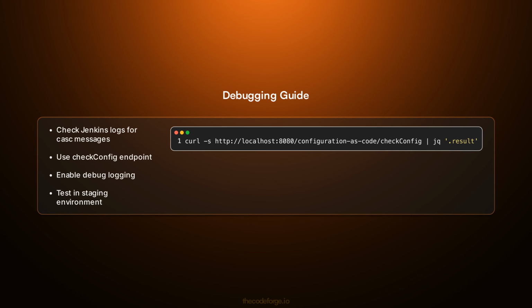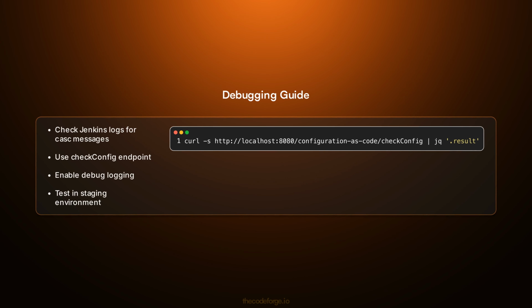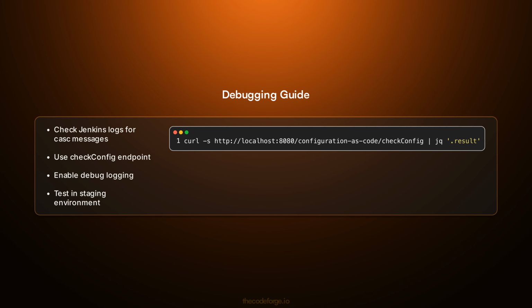To debug JCasC issues, start by checking Jenkins logs for any casc messages. Use the check config endpoint to validate the YAML structure. For deeper issues, enable debug logging with a Groovy script.